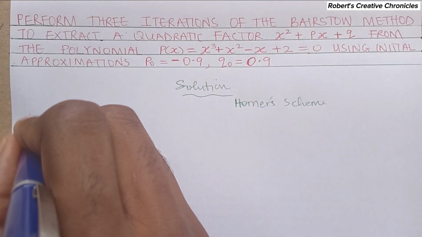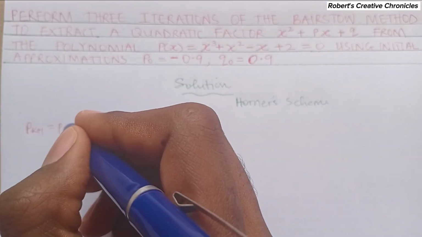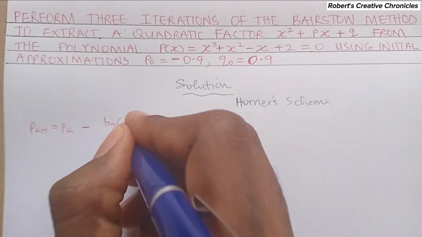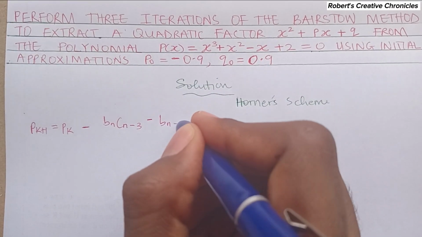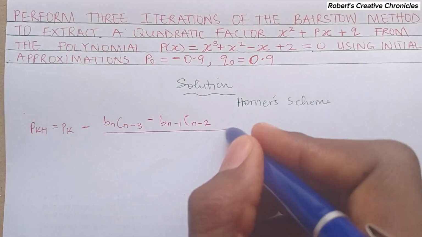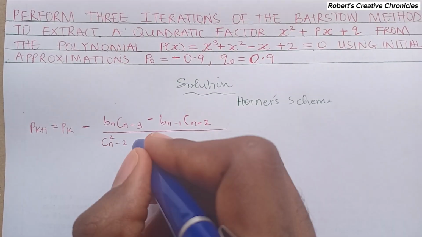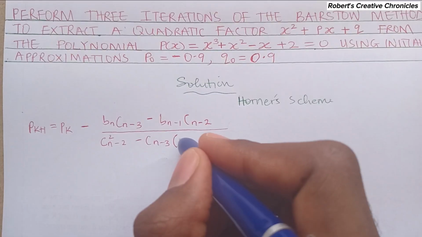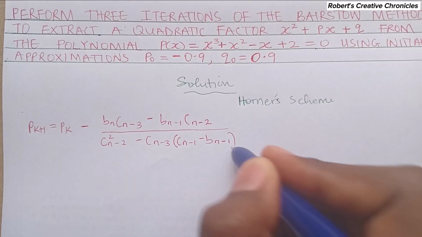The first one is p_{k+1} equals p_k minus b_n c_{n-3} minus b_{n-1} c_{n-2}, over c_{n-2} square minus c_{n-3}, then you open bracket, c_{n-1} minus b_{n-1}.